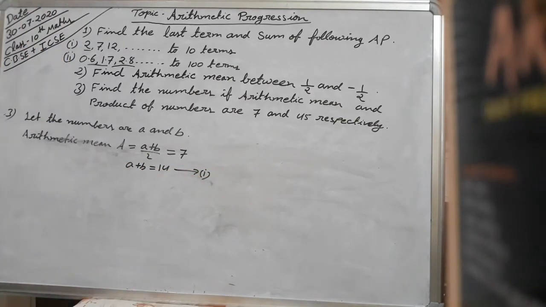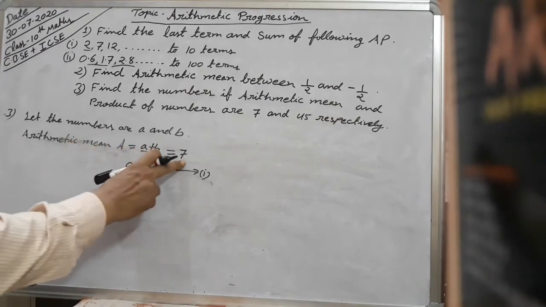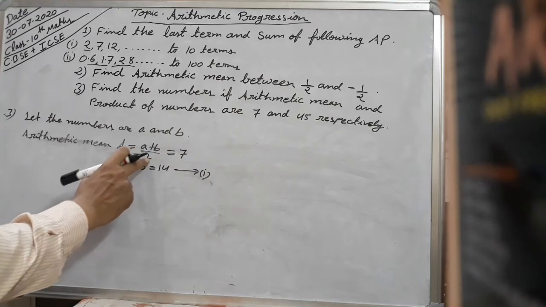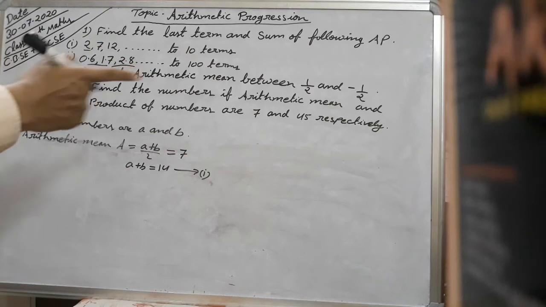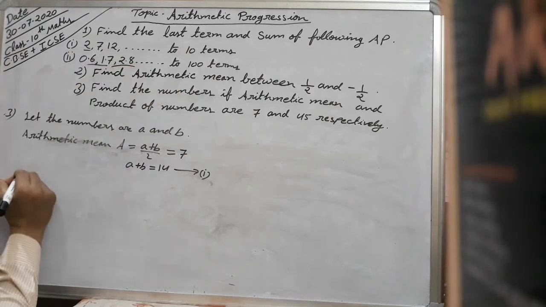From the arithmetic mean, we got the first equation. The value of A is what? 7. Therefore, (A plus B) by 2 is equal to 7, or A plus B is equal to 2 times 7, that is 14.